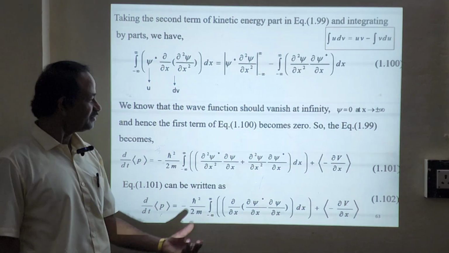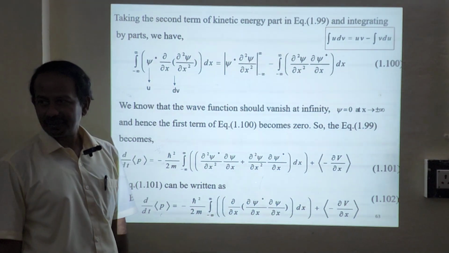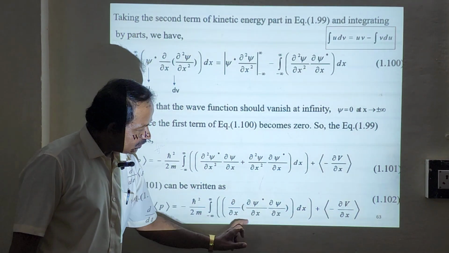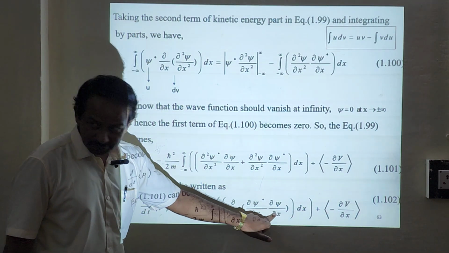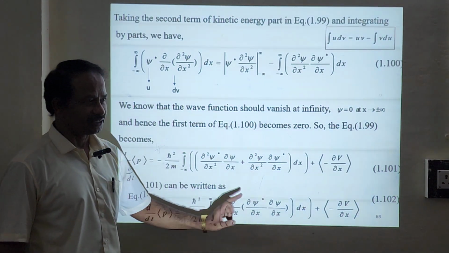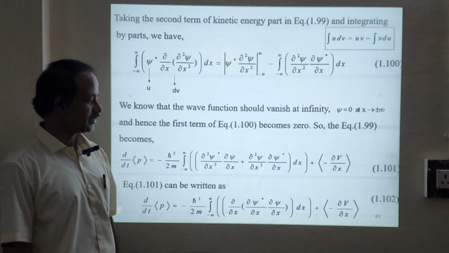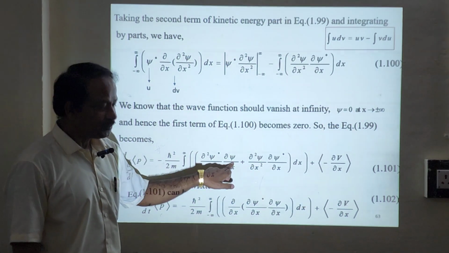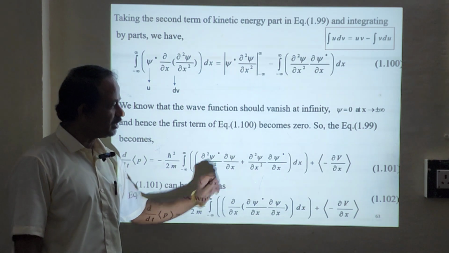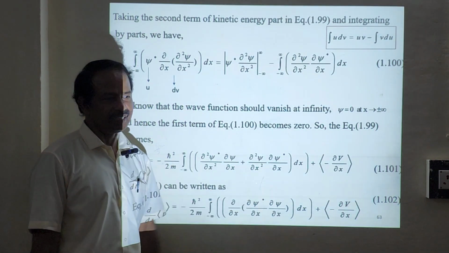I'll do it once again. This term can be written exactly like this, because when you differentiate this term, you differentiate this keeping this as constant, plus keeping this as constant you differentiate this. So keep this as constant, differentiate this, and you will get this. Keep this as constant, differentiate the other one, and you will have d squared psi by dx squared.